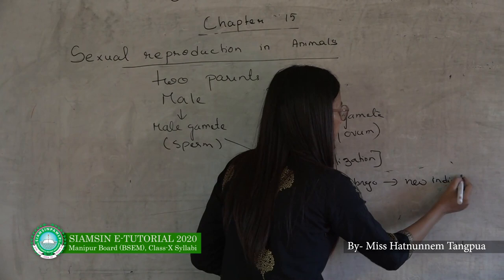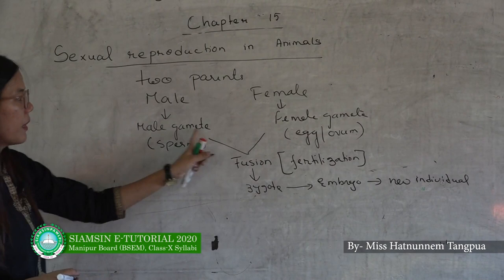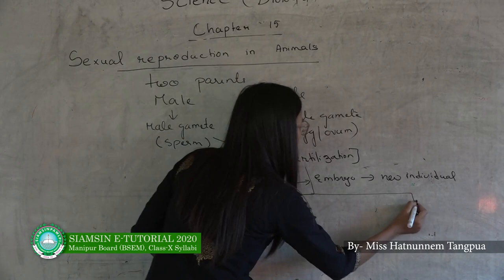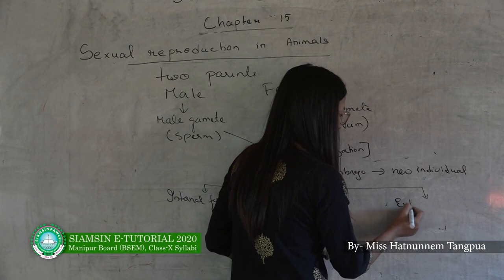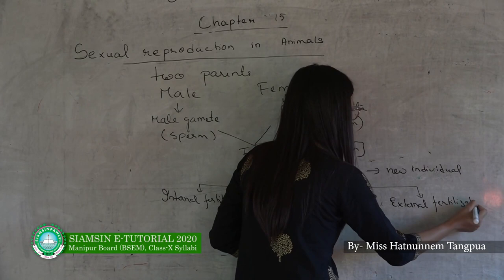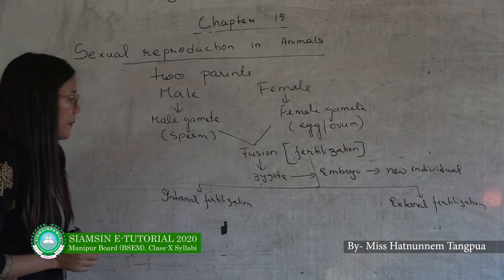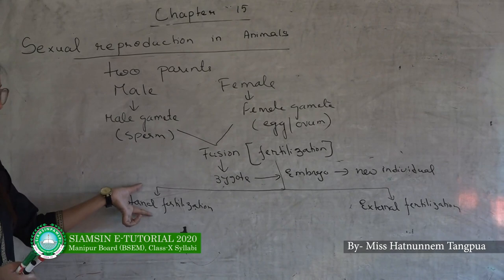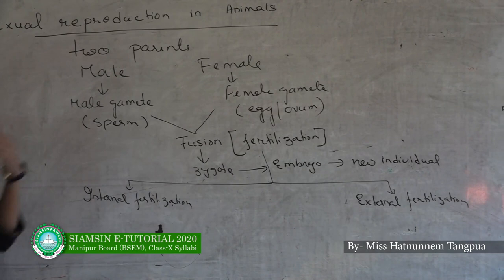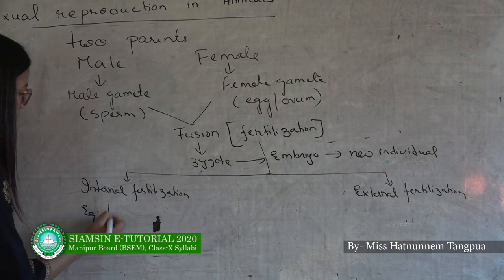This fertilization, the fusion of male gametes and female gametes, can happen in two ways. One is internal fertilization and the other is external fertilization. Internal fertilization means the fusion of male gametes and female gametes takes place inside the female body. Examples would be humans, dog, cow.